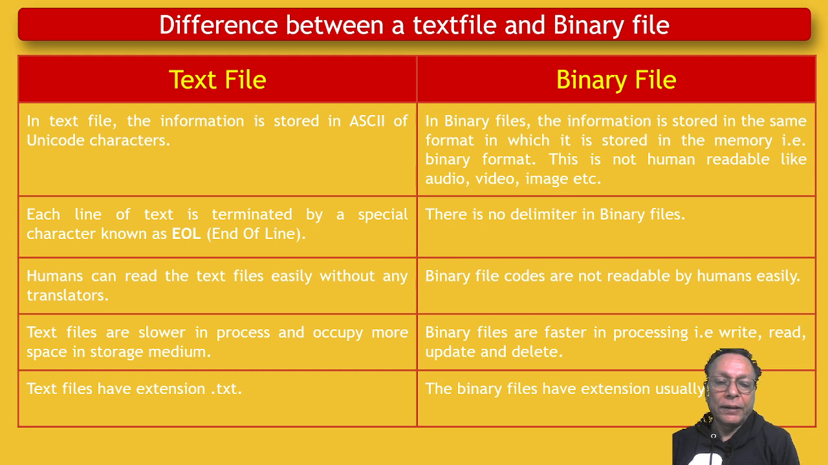Text files are slower in processing and occupy more space in a storage medium, because if you want to save 1 2 3 4 5 6 7 8 9 10, so if there are 10 digits you want to store in text file mode, it will occupy 10 bytes, because one character occupies 1 byte. Whereas binary files are faster in processing.